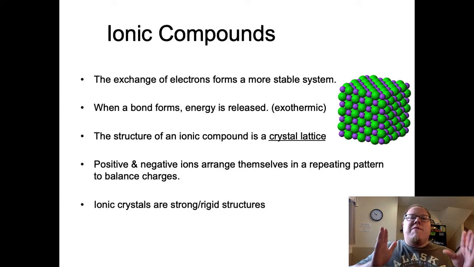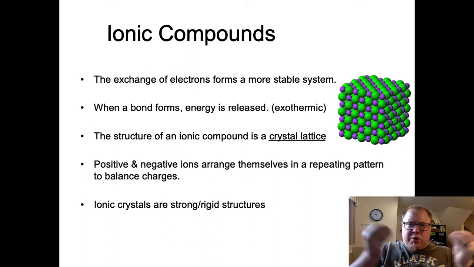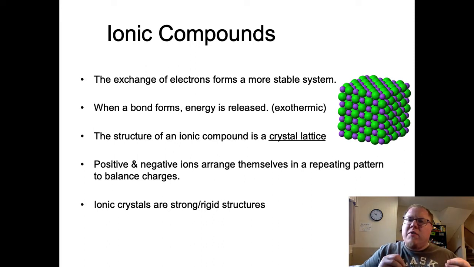So you have positive, negative in this repeating pattern, balancing out those charges. Now these are very strong, rigid structures. This positive and negative attraction and forming the structure here, it's very, very strong. Typically things that are ionic or ionic compounds are going to be hard, very rigid things like rocks. Almost every rock is an ionic compound of some sort. So they're very, very hard, difficult to break, okay, and they're very, very rigid. Make good building materials sometimes.